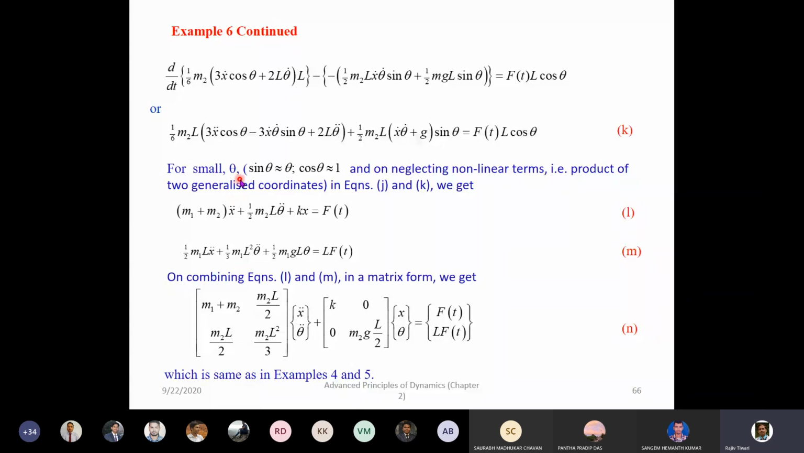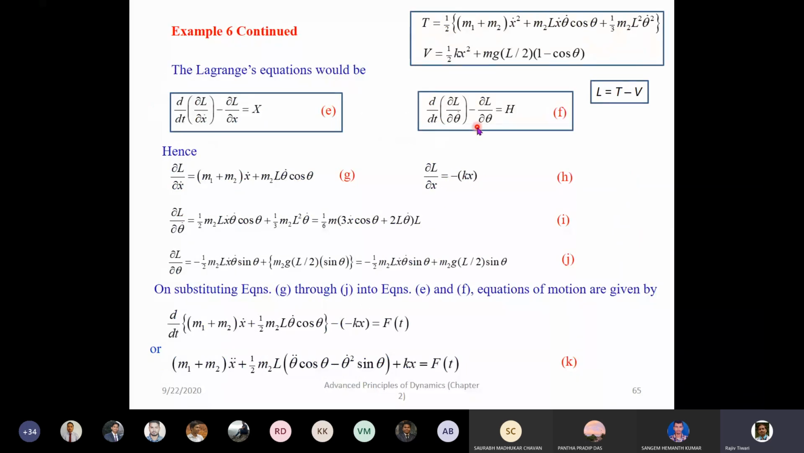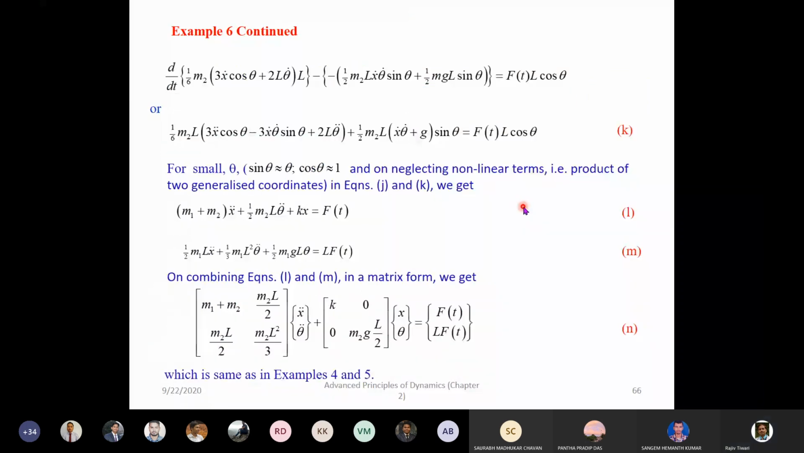Then for the second equation, if we substitute, we will get this. Here h is there, F L cos theta. If we simplify this after differentiation, we will get a nonlinear equation. So these are the nonlinear equations.